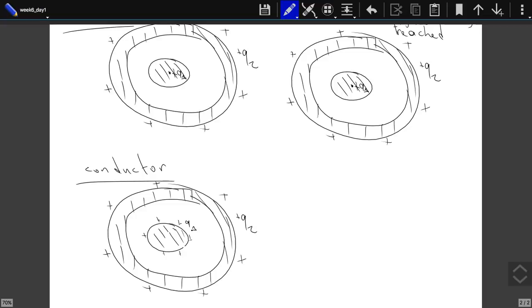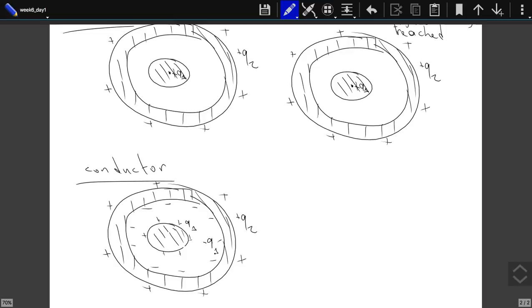Now, the second point is, in this region, since it's a conductor, there shouldn't be any electric field. But that means that this plus Q1 charge will attract negative charges in this conductor. And so the inner surface will be charged negatively. And the total charge on the inner surface of the conductor will be minus Q1, exactly equal to this one.